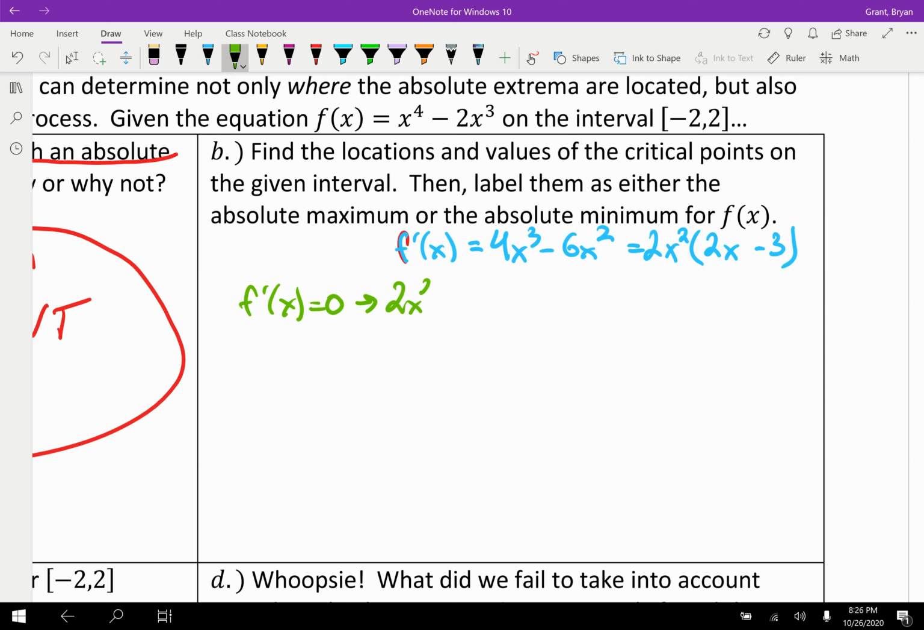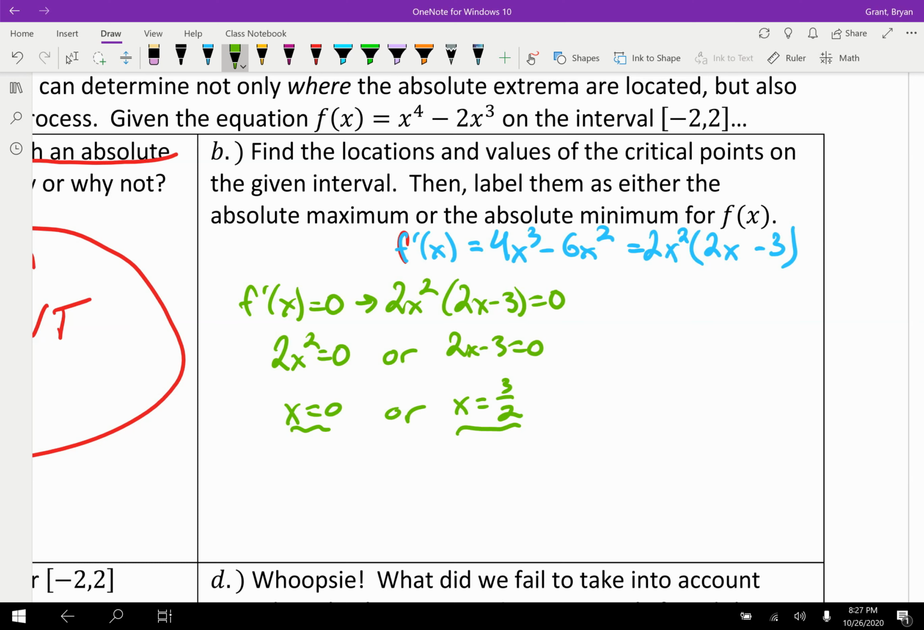And so that gives me 2x squared times 2x minus 3 equals 0. And then we have to make two equations. So first equation, 2x squared equals 0. The other equation, 2x minus 3 equals 0. Hopefully you can see you divide by 2, take the square root, you get 0. Add 3, divide by 2, we get 3 halves, 1.5. Nice. Now, it did say find the locations and values. Well, what we found then is we found the point 0 comma something, and also the point 3 halves comma something.